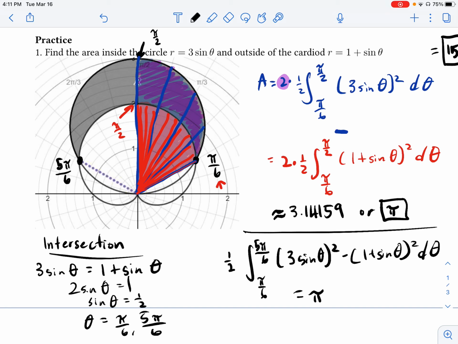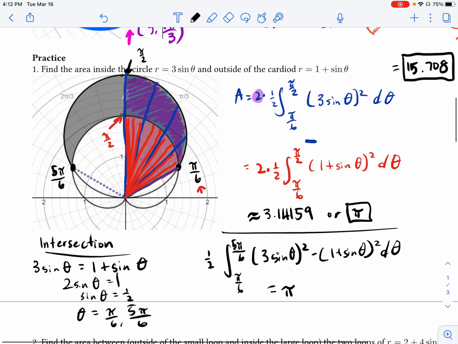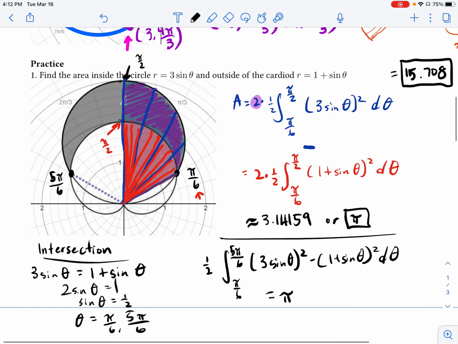And some of you are probably looking at that right now and thinking, that's so much easier. I don't know why you had us doubling these half regions to begin with. Like I said, however it makes sense for you and however you can best visualize it.